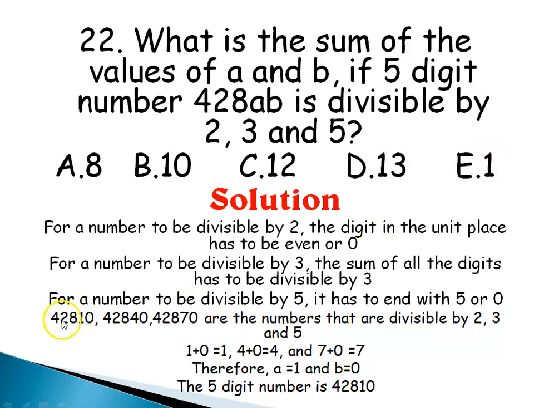And that means this is the 5-digit number. Do we get that? 1 plus 0 is 1, 4 plus 0 is 4, 7 plus 0 is 7. So what we are trying to say now is that my A is 1 and my B is 0. And then the 5-digit number is 42810. But actually the question we have is to find the sum of A and B. So if I've concluded that 42810 is my 5-digit number, I just sum A and B. 1 plus 0 is 1. And that makes 1 the answer. Is that okay? Good.